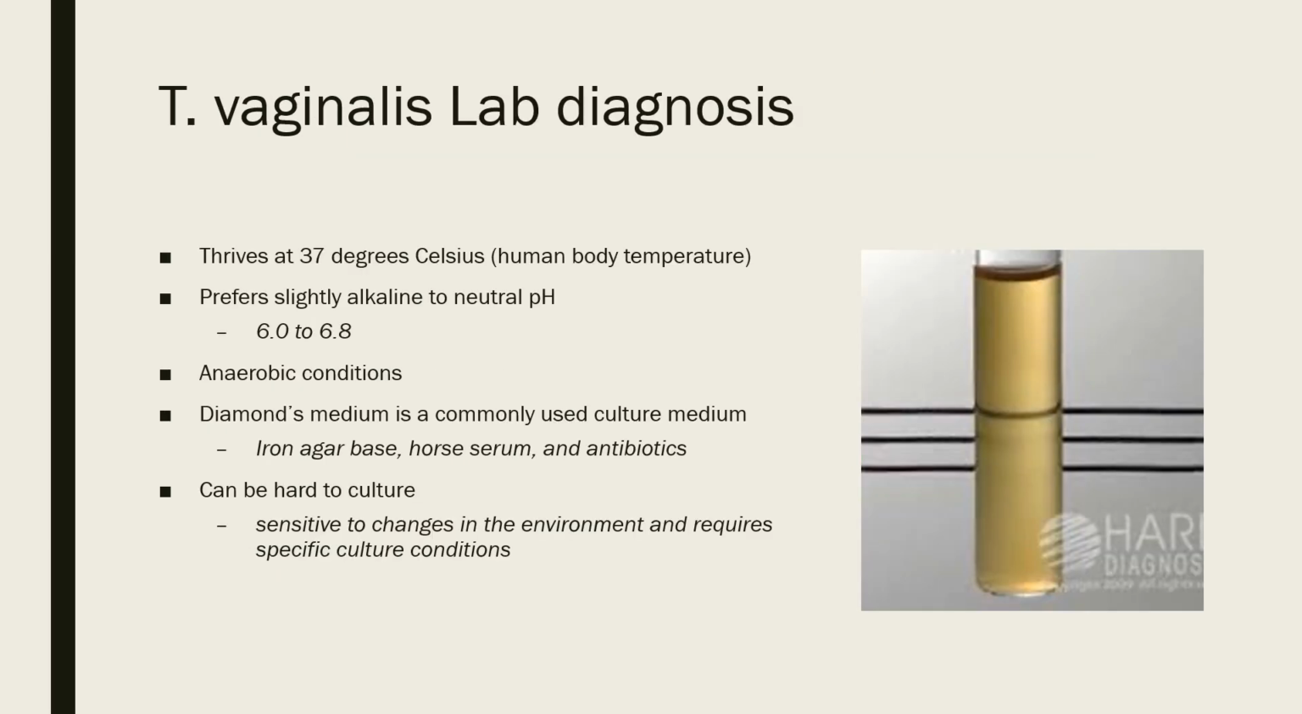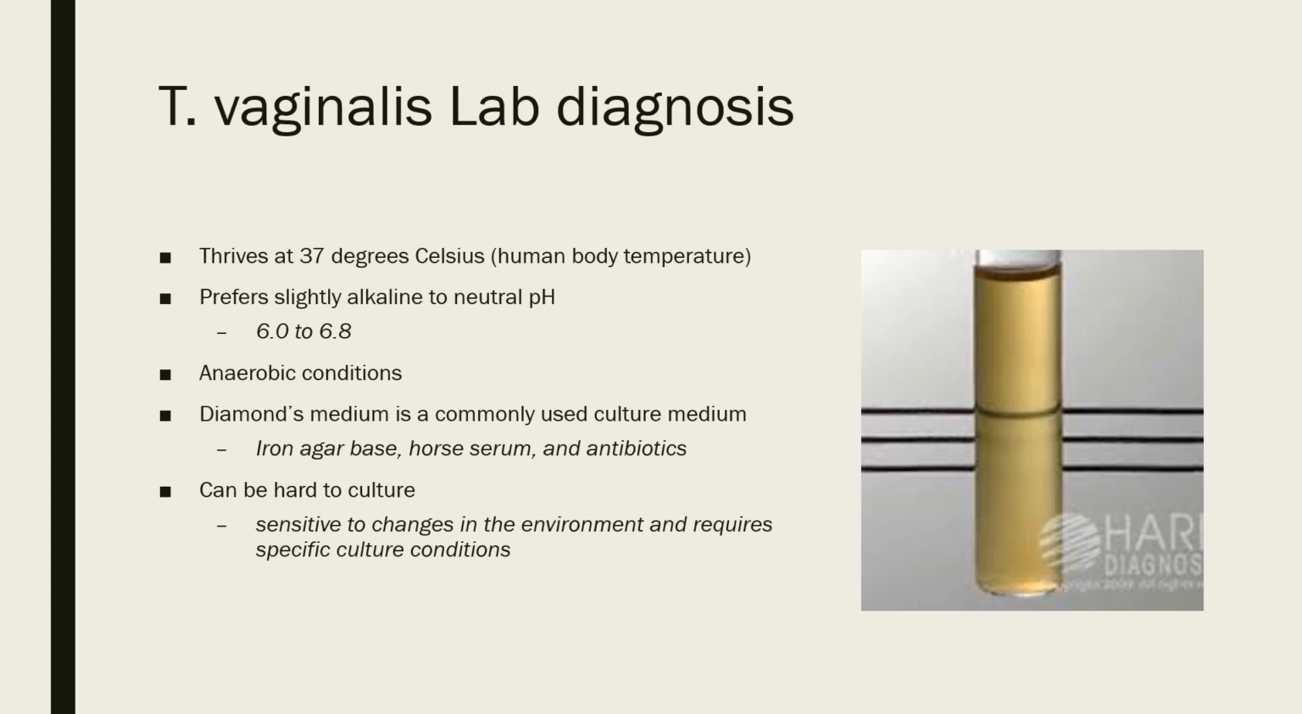So now for the T. vaginalis lab diagnosis. So it thrives at 37 degrees Celsius, and it prefers a slightly alkaline to neutral pH, which is about 6 to 6.8. It thrives in anaerobic conditions, so it will thrive with little to no oxygen present. And then the Diamond's medium is commonly used to culture this microbe.